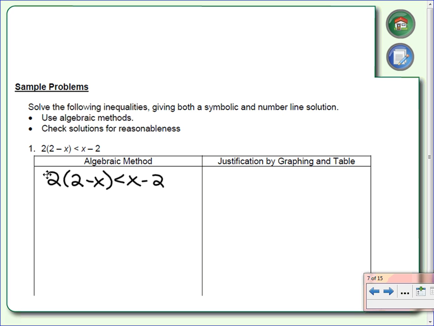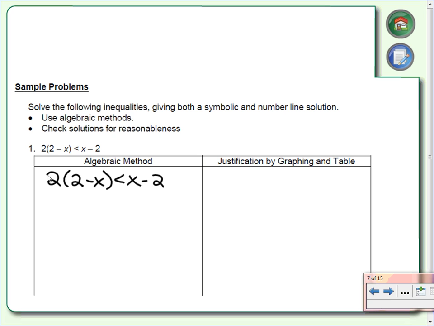What we're going to do is treat these inequalities exactly the same way we did with our equations. So just pretend that that less than symbol right there is an equal sign. Just do the same thing we did earlier this week.